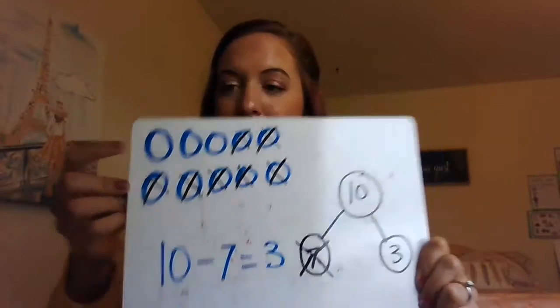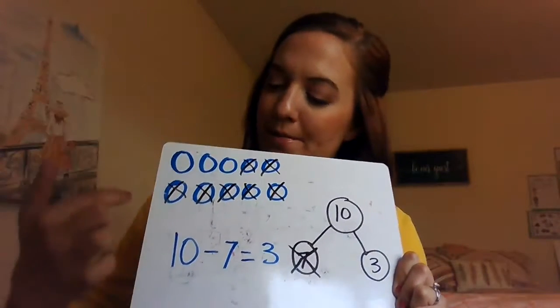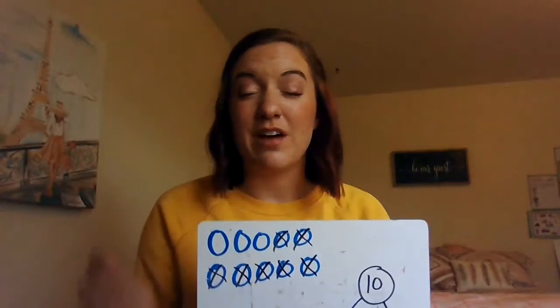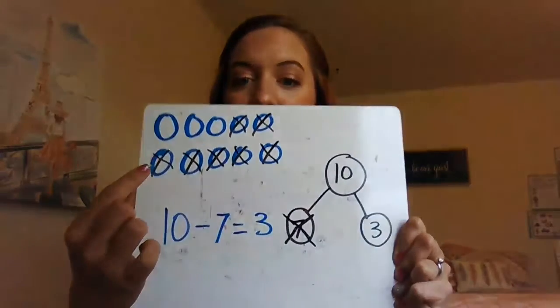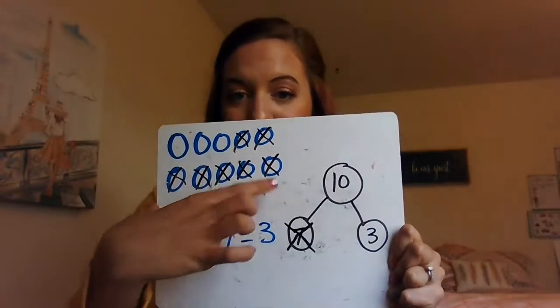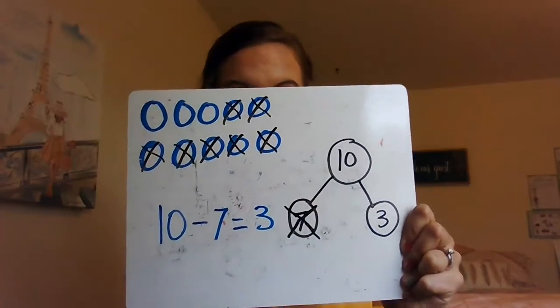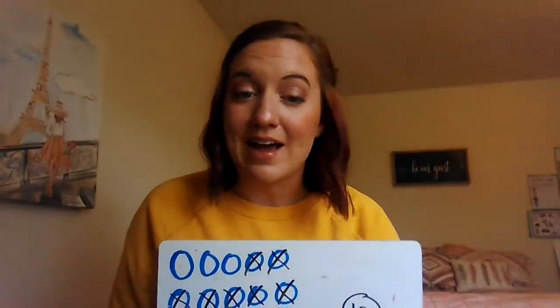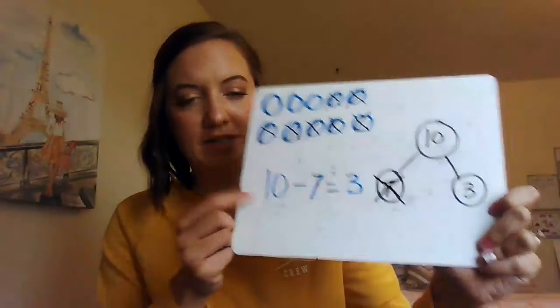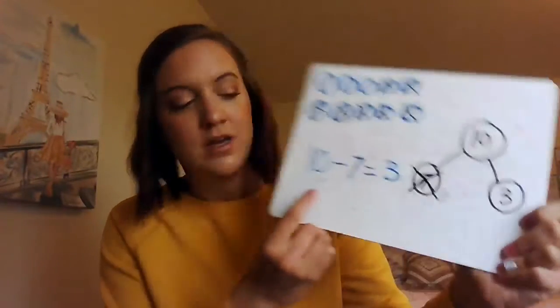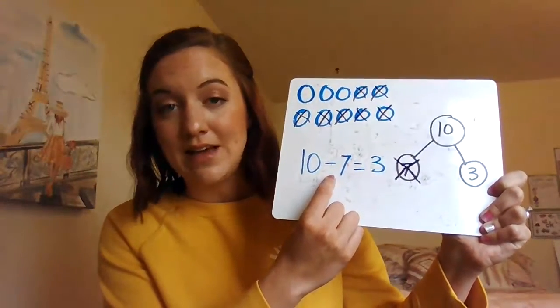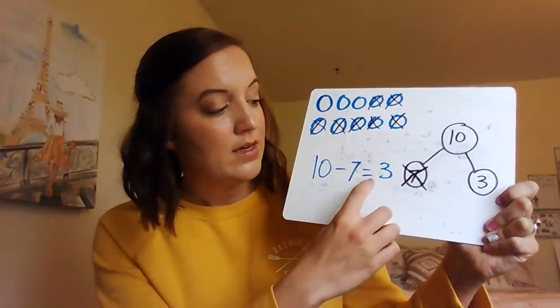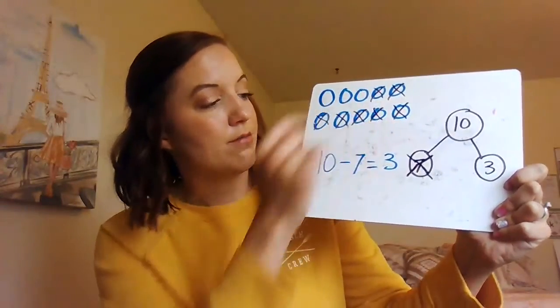So with my 5-group drawing, you can see I have 5 up at the top and then 5 more at the bottom because we know that 5 and 5 makes 10. And then I crossed out 7 of my circles to tell me how many eggs I have left. And then I wrote my number sentence: 10, because that's how many we start with, take away or minus 7, because we're crossing out 7 of them, equals 3, because there are 3 left.